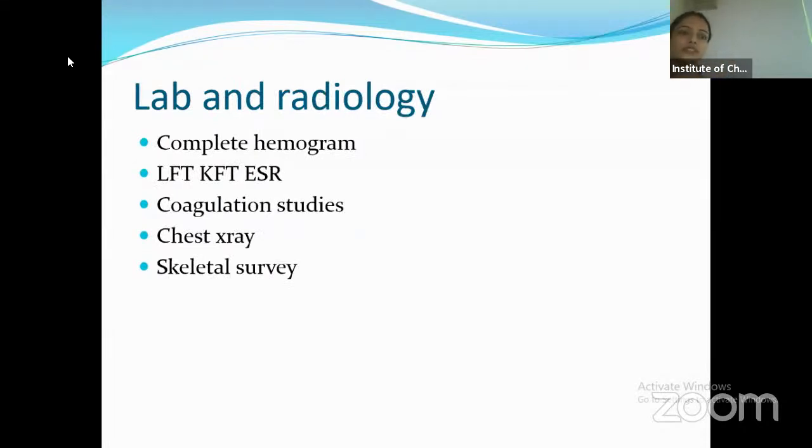We have to do the routine investigations like complete hemogram, LFT, KFT, and ESR, and a chest X-ray in case of pulmonary Langerhans histiocytosis, and a skeletal survey to look for lytic lesions in any other part of the bone.